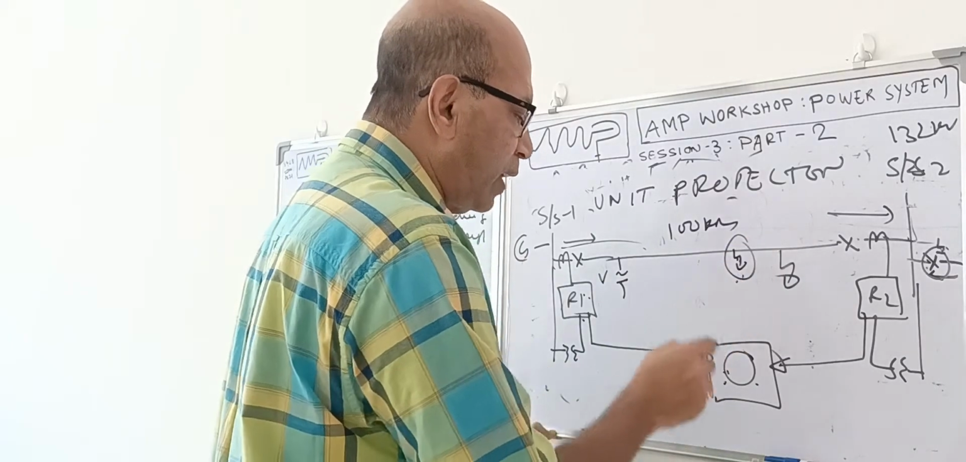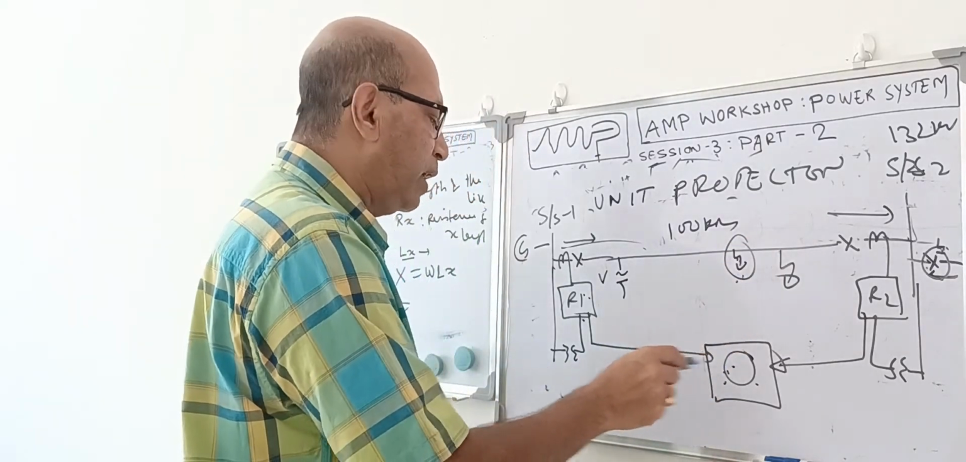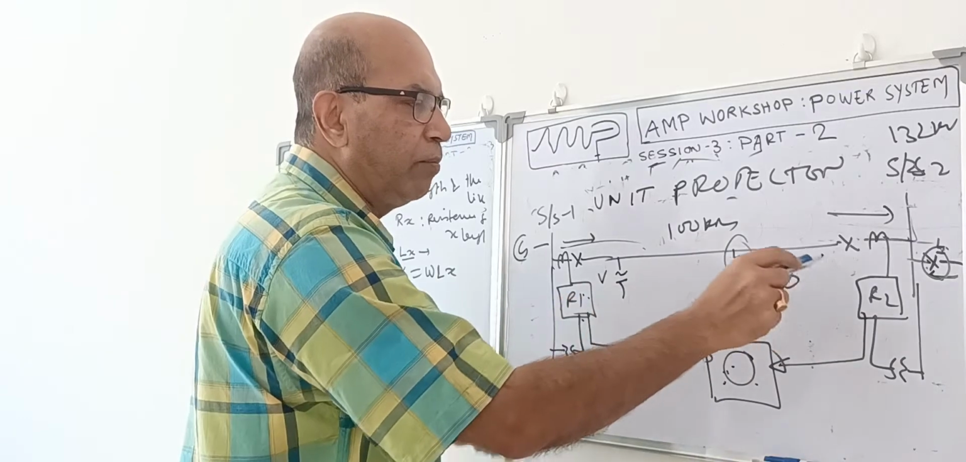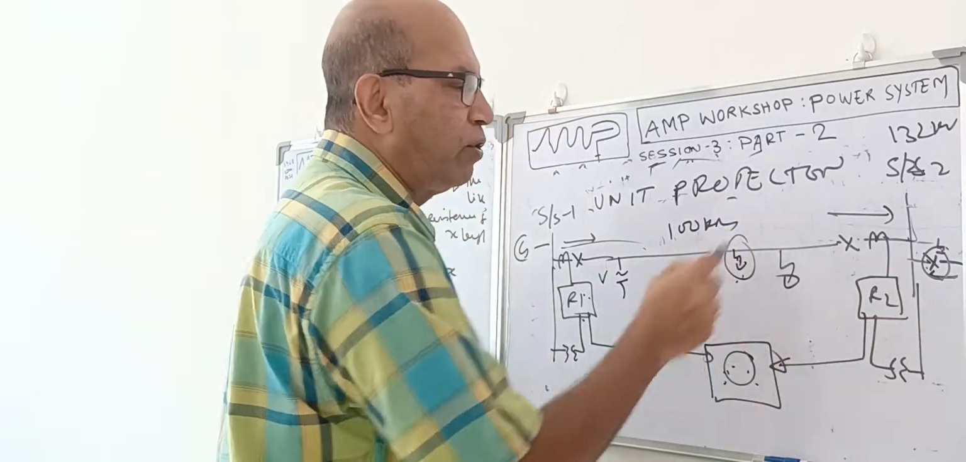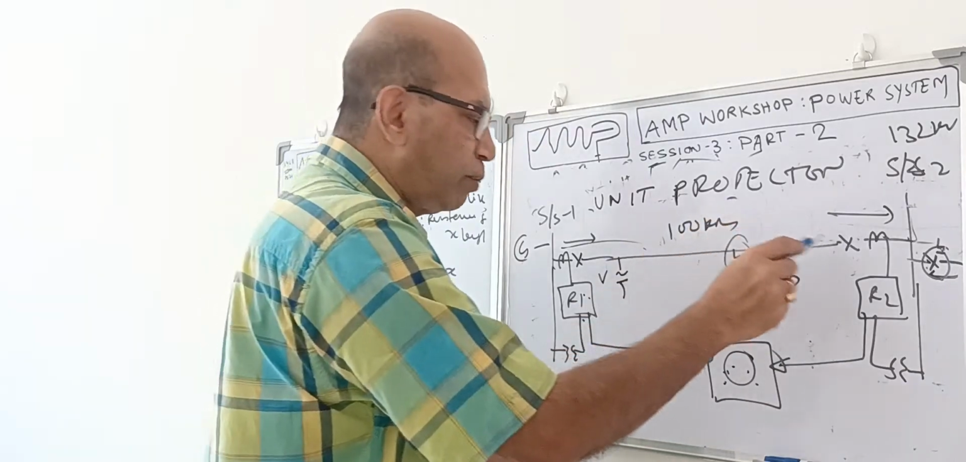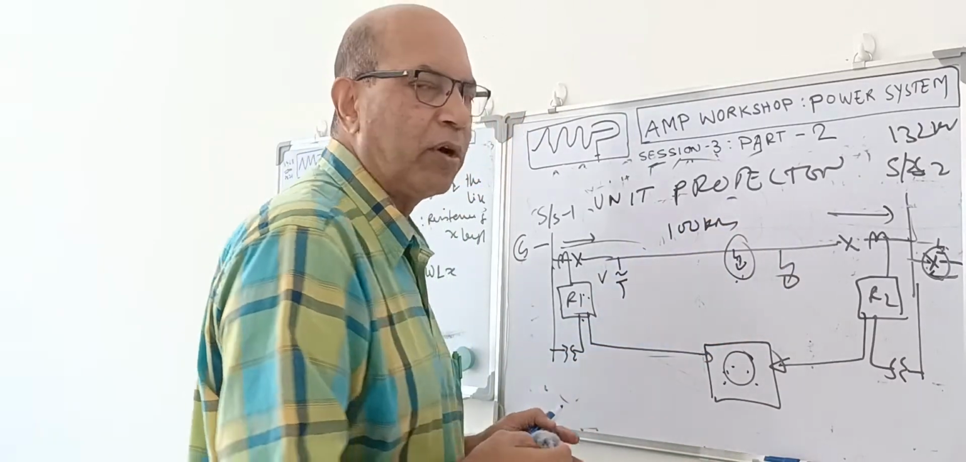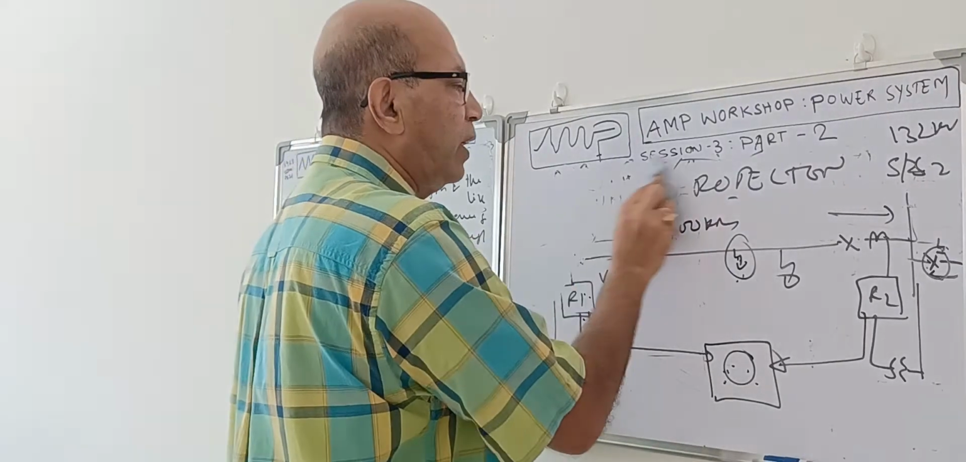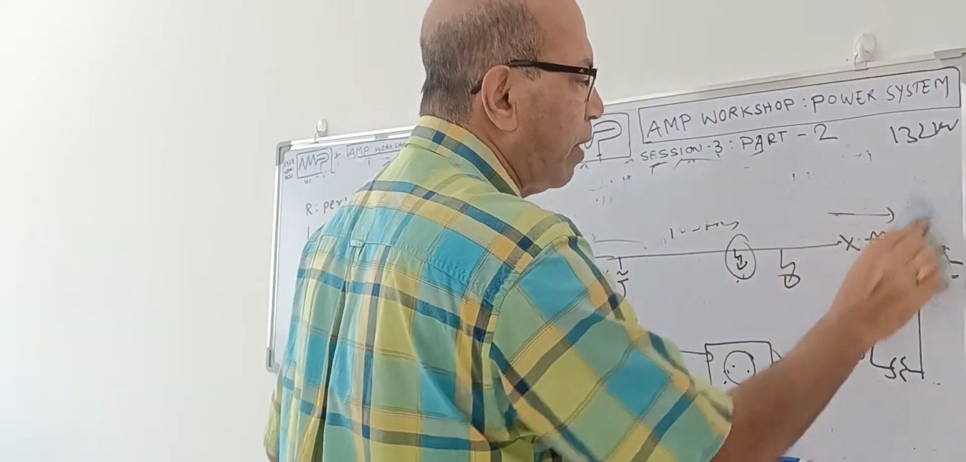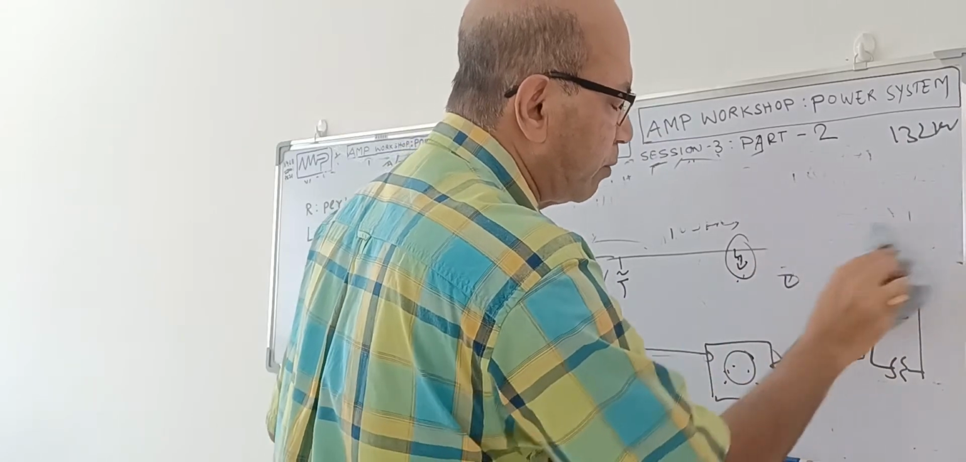If the fault is inside, the comparator will say the fault is inside, so it will give the command for both the breakers, and both will open. But if the comparator understands the fault is outside, then it will not issue a tripping command. This way, distance protection can be converted to a unit protection. So these are the two types I discussed, differential protection and distance protection.